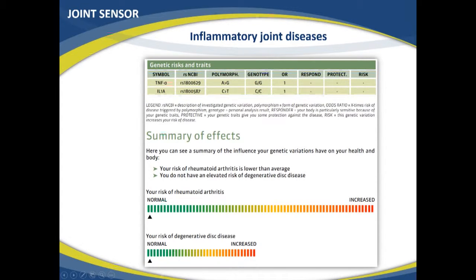So here we find out you have a low risk or a very high risk. If it's a very high risk, it's very important for you to follow these recommendations. At low risk is less important. And also the same for degenerative disc disease. This is independent of the risk of rheumatoid arthritis. So this person has a very low risk.